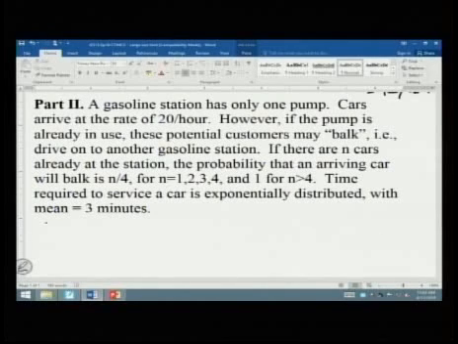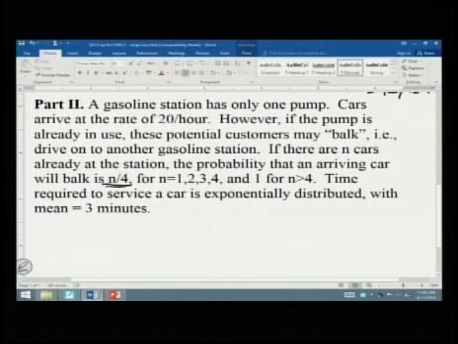So if there are n cars already at the gasoline station, the arriving car will balk with probability n over 4. Okay? And n can take 4 different values from 1 to 4. I'm sorry, the balk probability becomes 1 for n greater than 4. Okay?